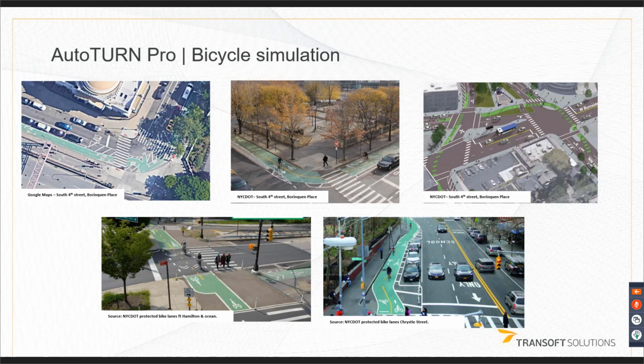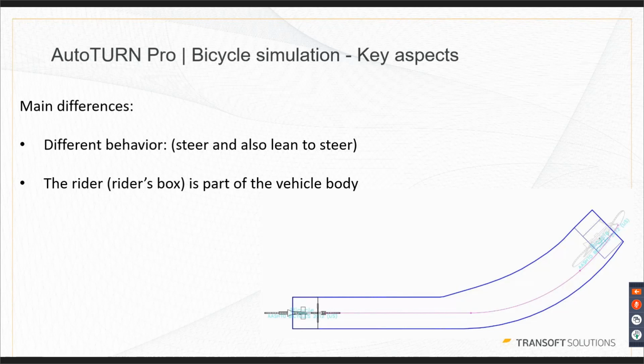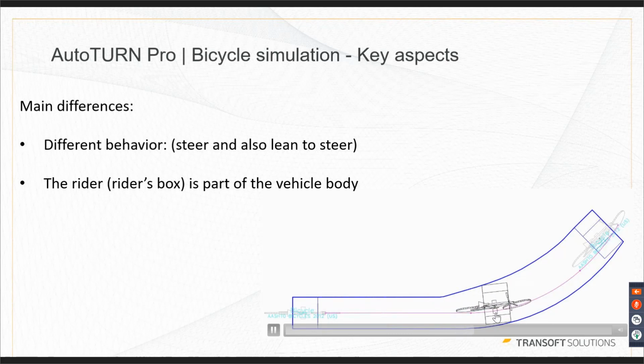So now that we talked a little bit about the differences, let me emphasize a little bit more and walk you through this. The two main differences are how these vehicles behave. They can steer as a motorized vehicle, but they also lean to steer or help the steering, as you can see on the video that's playing here. And as this vehicle leans, the envelopes and what we call here the rider's box, which represents the rider, will describe a different envelope than what the vehicle will do.